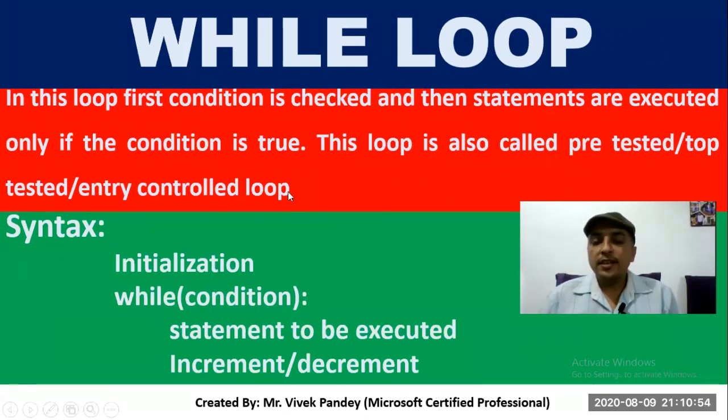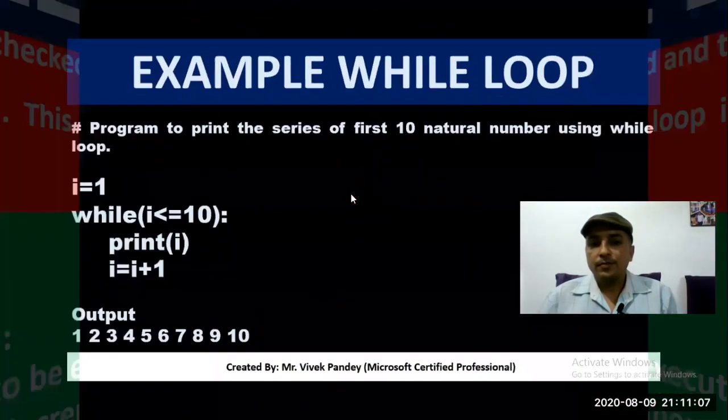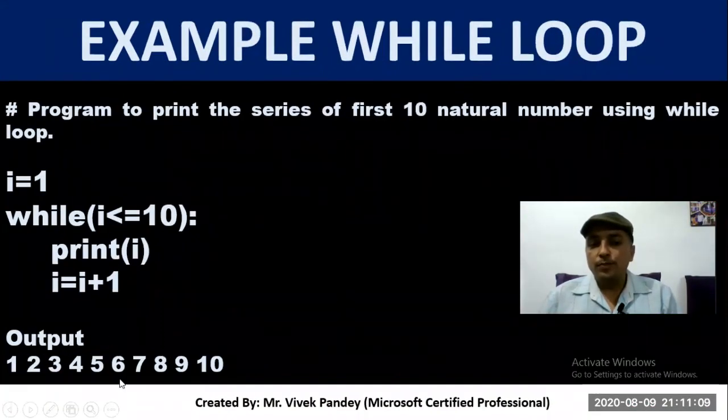So dear students, in a while loop, first the condition is checked and then the statements are executed only if the condition is true. This loop is also called a pre-tested, top-tested, entry control loop. This is the example of a while loop.